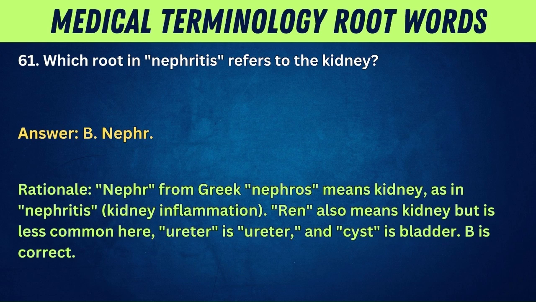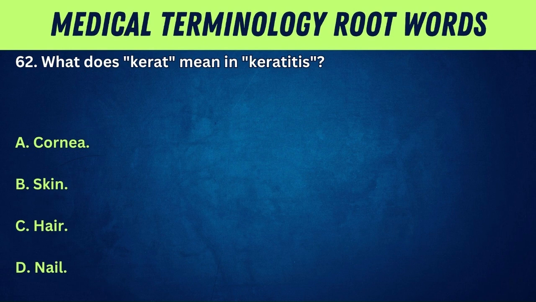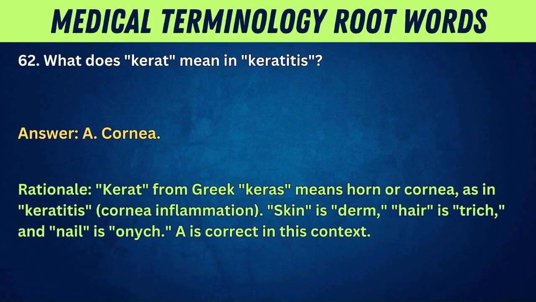B is correct. 62. What does kerat mean in keratitis? A. Cornea. B. Skin. C. Hair. D. Nail. Answer: A. Cornea. Rationale: kerat from Greek keras means horn or cornea, as in keratitis, cornea inflammation. Skin is derm, hair is trich, and nail is onyx. A is correct in this context.